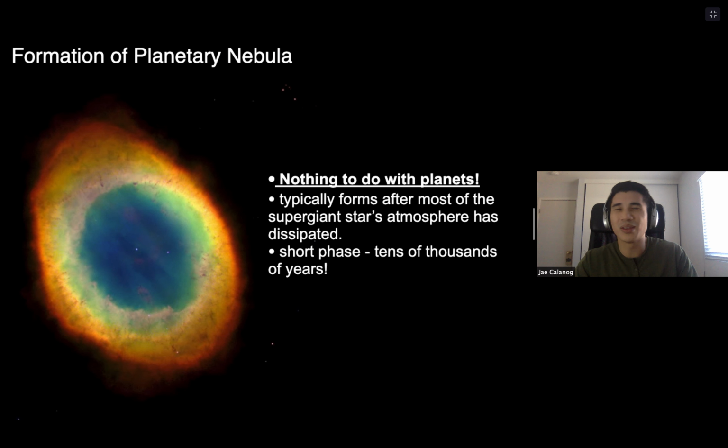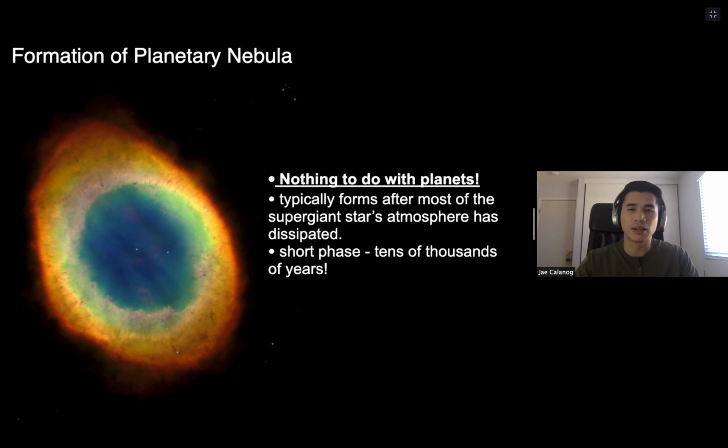So just to clarify here, the name planetary nebula is a little bit misleading, but it has actually nothing to do with planets. And we still use that term because of historical reasons. When astronomers first discovered planetary nebula, they thought it was actually a crucial stage in planetary formation. However, now we know that these objects typically form after a supergiant has shed most of its atmosphere. And so this is a pretty short-lived phase. On average, they last about 50,000 years.